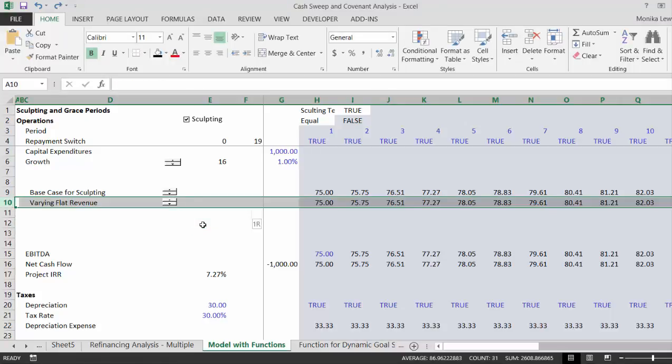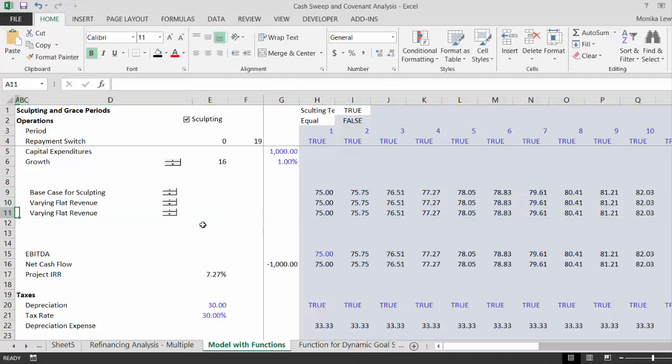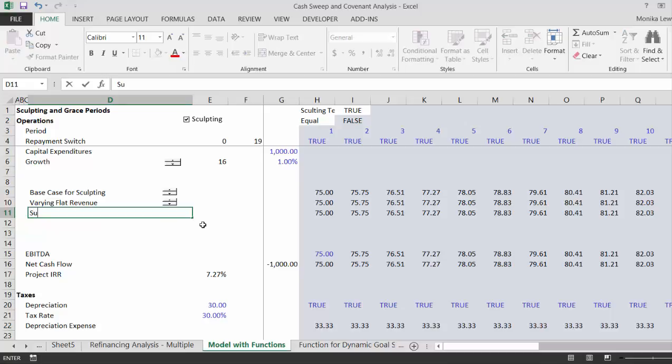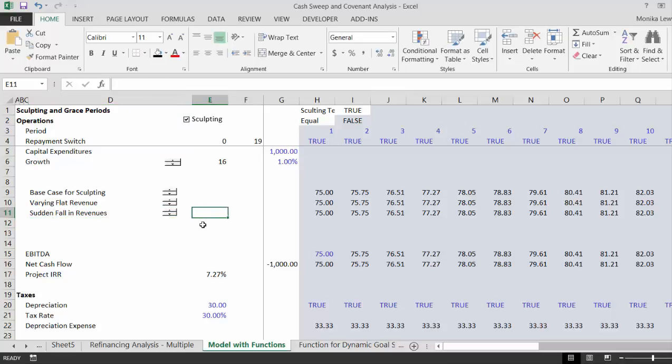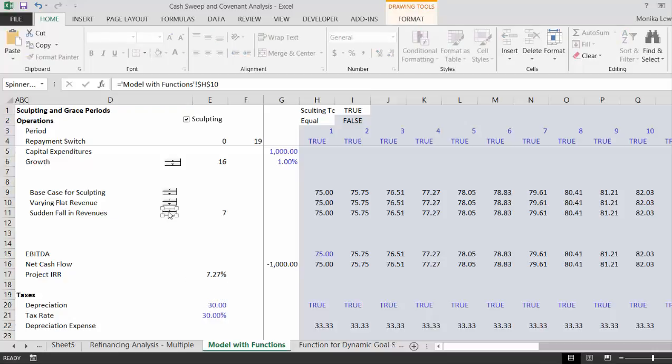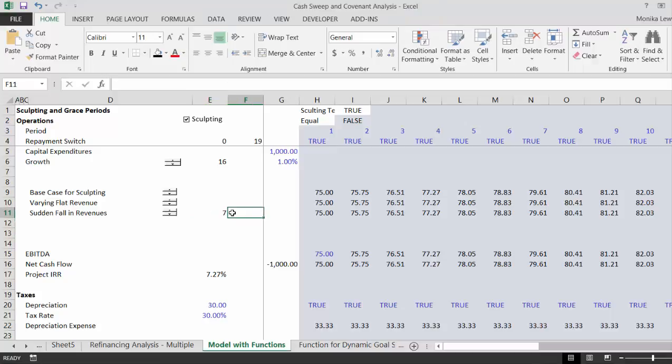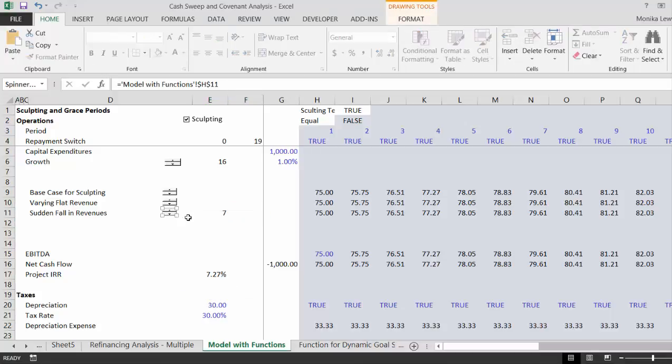Let's put here another one, and I'll put a sudden fall off in revenues. And then let's put a year. Let's say we go to year 7, our famous year 7. So first thing we'll do, I guess we'll start with the starting point. If we have a higher starting point in revenues, it will make a difference. We'll put another spinner box around the 7.